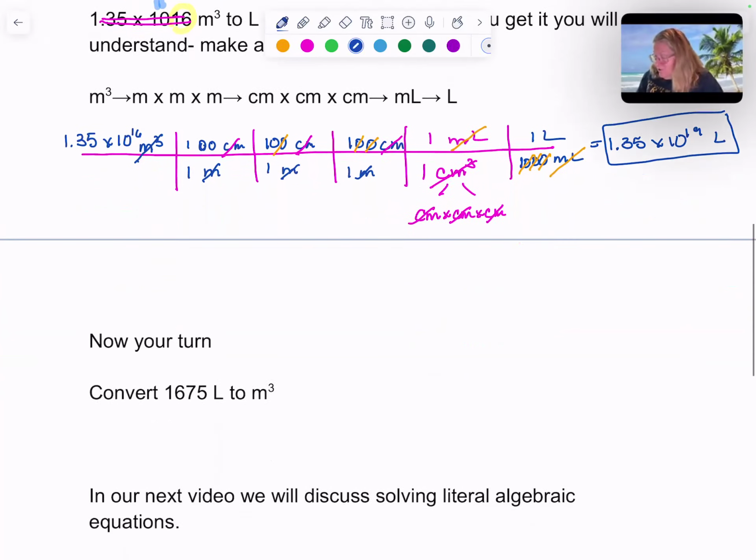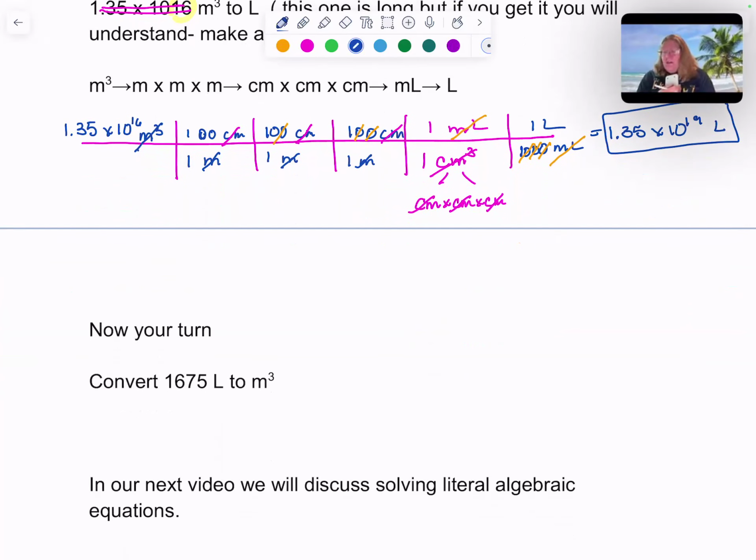Now it's your turn. I want you to convert 1,675 liters into cubic meters. Once again, pause the video, work through it. You're kind of working backwards from the problem we just did. So that should kind of help you with your conversion factors. Pause the video, give it a try, and we'll check your work in just a moment.